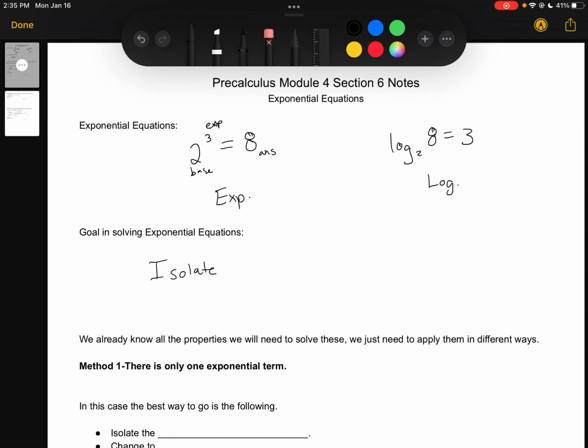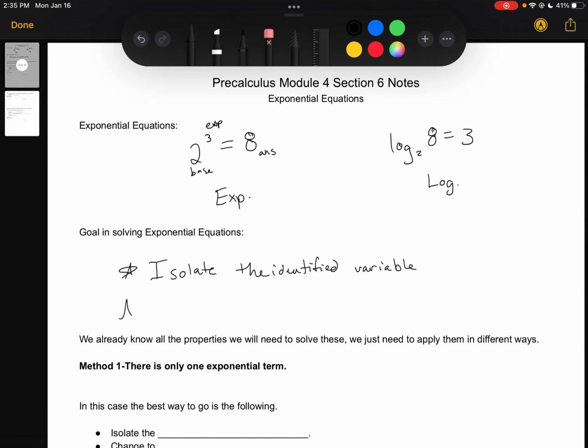Our goal in solving exponential equations is to isolate the identified variable. So if they ask for x, that's our job. We've got to get x by itself on one side.